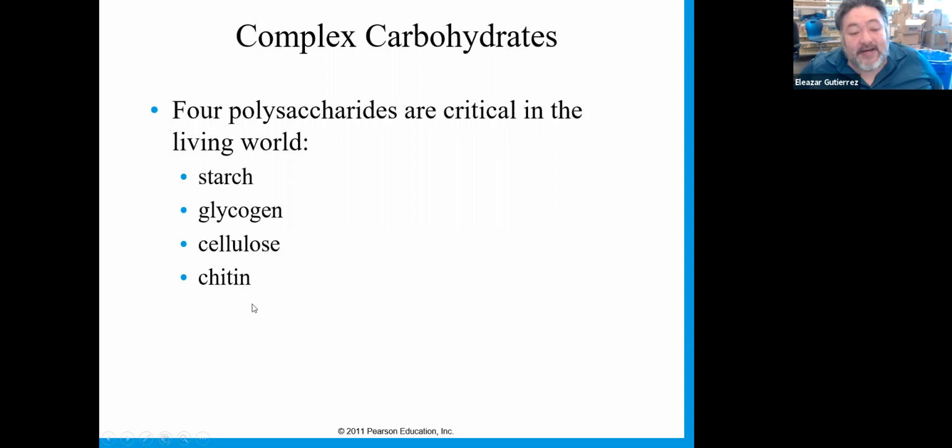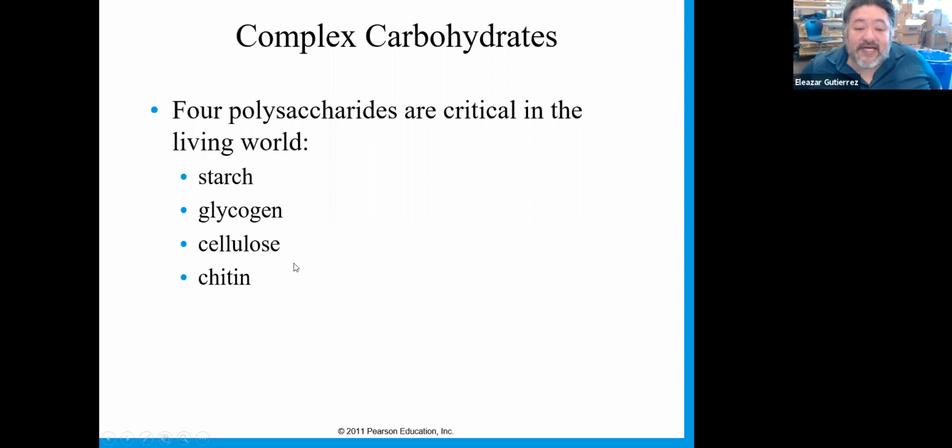Anyways, chitin is another type of complex carbohydrate, and it just has a different addition to it that again our body cannot recognize, and so we cannot digest it.